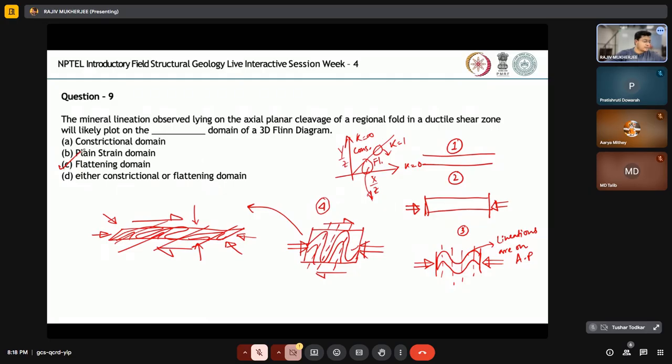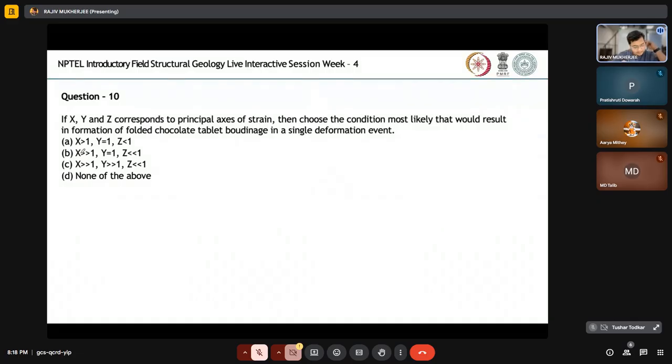Okay, so moving on to the next question. Question number 10. If x, y, and z correspond to principal axes of strain, then choose the condition most likely that would result in formation of folded chocolate tablet boudinage in a single deformation event. Option A, x is greater than 1, y is equal to 1, but z is less than 1. Option B, x is highly greater than 1, y is equal to 1, and z is highly less than 1. Option C, x is highly greater than 1, y is also highly greater than 1, but z is highly less than 1. And option D, none of the above.